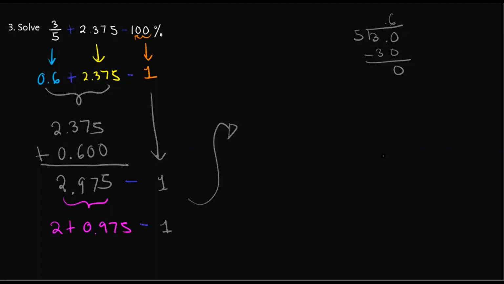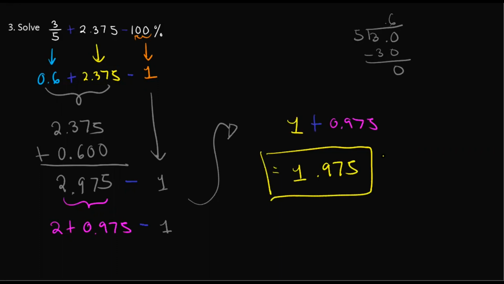And so, we can rearrange this through commutativity. That would give us 2 minus 1 plus 0.975. And we know that 2 minus 1 is simply 1. And so adding this 2 would give us 1.975. That is the answer for this problem.